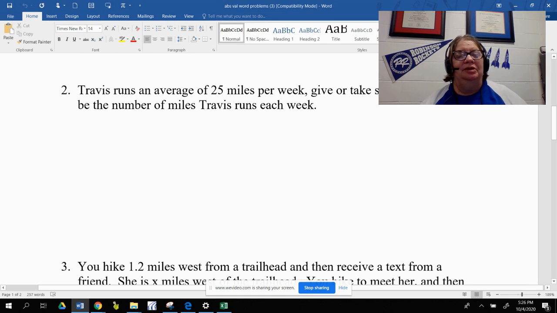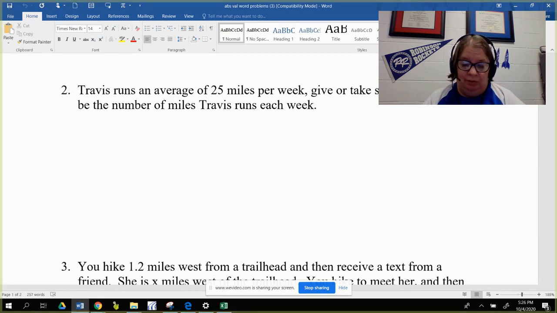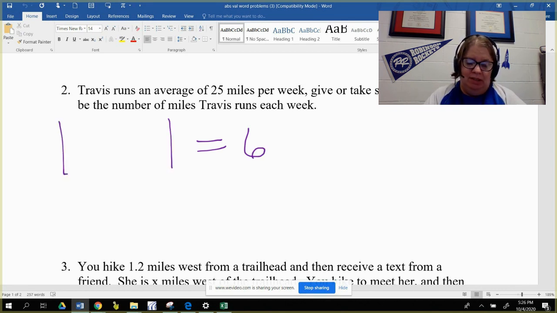Number 2 says Travis runs an average of 25 miles per week, give or take 6 miles. Let M be the number of miles Travis runs each week. So what's our over-under number? Our give or take number is 6. We said that goes after the equal sign. Inside the absolute value is the difference between the number of miles Travis runs and the average, which is 25.